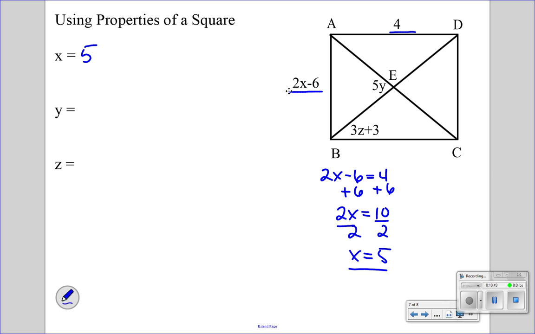Let's look at our y. Our y is at this angle in the middle, and we know that all the angles in the middle are 90 degrees because those diagonals are perpendicular, so we can say that 5y is equal to 90. Divide by 5. And we get 18.